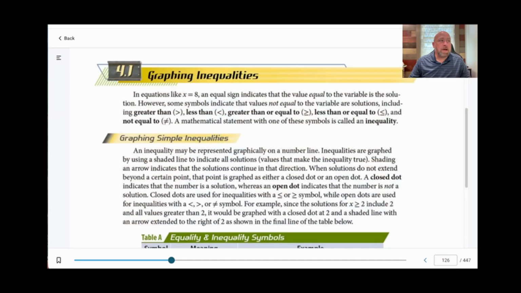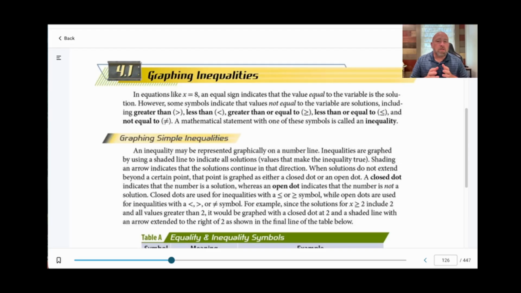Today we'll be getting into chapter number 4. And chapter number 4 starts on page 126 in your book. Let's go ahead and jump over there. We'll be talking about inequalities. Last chapter we were talking about equalities. This chapter we'll be talking about inequalities. What does that mean? It means that they're not equal to. They're either greater than or less than, something like that.